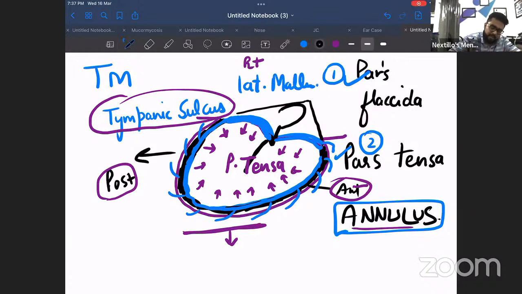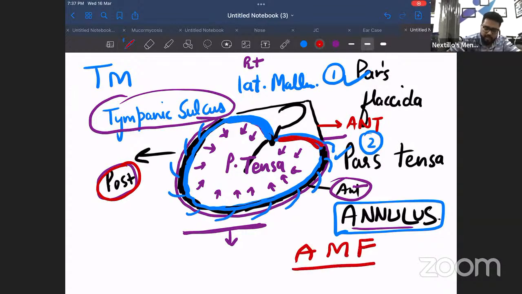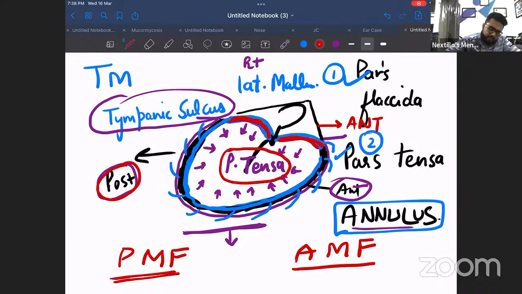So these two bands are then termed as, you remember, this is which side? Anterior, and this is which side? Posterior. So this band is termed as anterior malleal fold. Now this part, the band behind, is termed as posterior malleal fold. So pars tensa is bound on all sides by the annulus, the anterior malleal fold, and the posterior malleal fold. Correct? This is pars tensa.